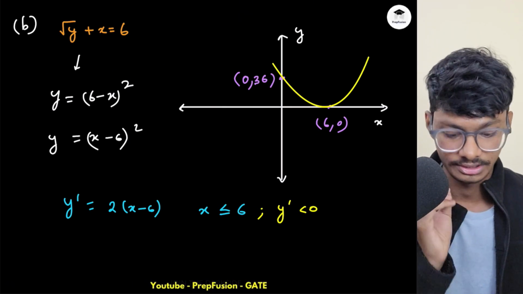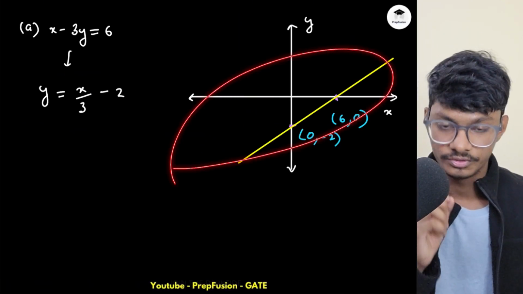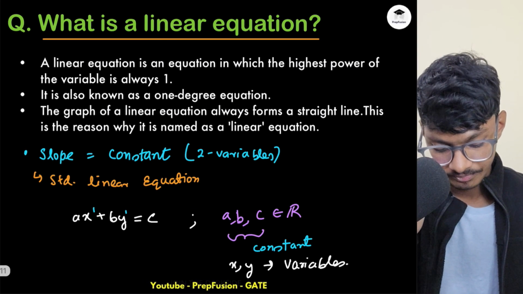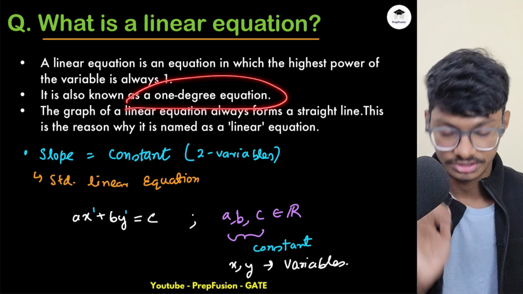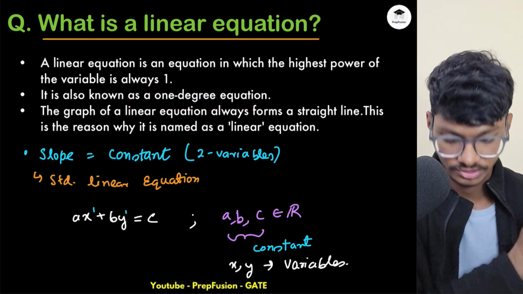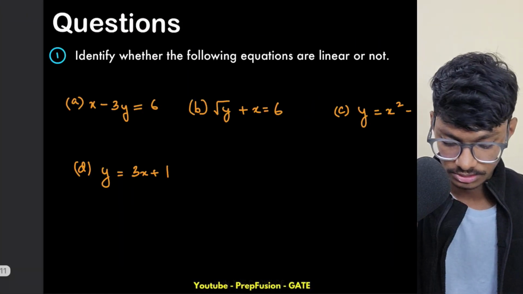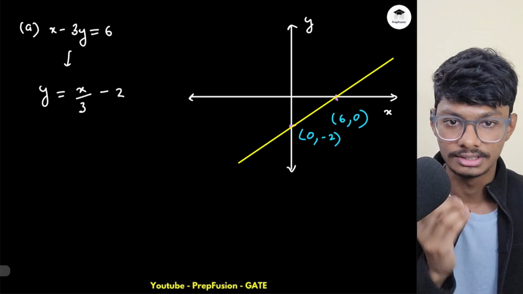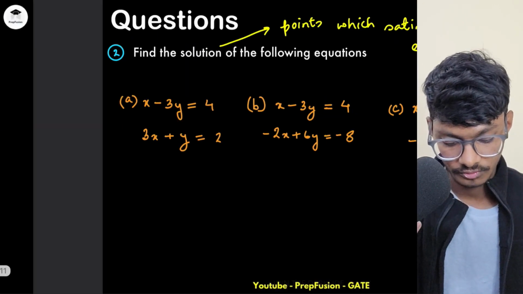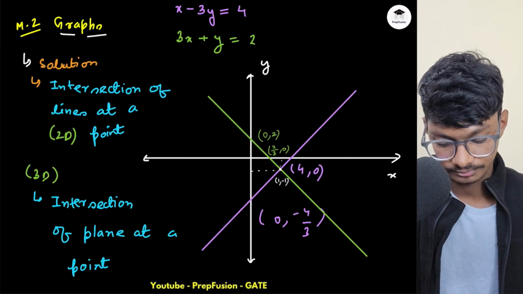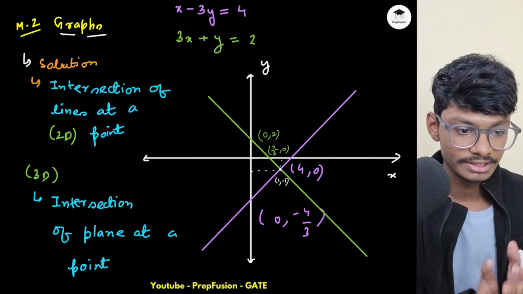First we understood what a linear equation is, which is a straight line in a 2D graph, or we can say an equation of degree one, where the order is always one for all the variables. Those are known as linear equations. Next, we solved a few equations through the method of elimination, and we got three types of solutions.